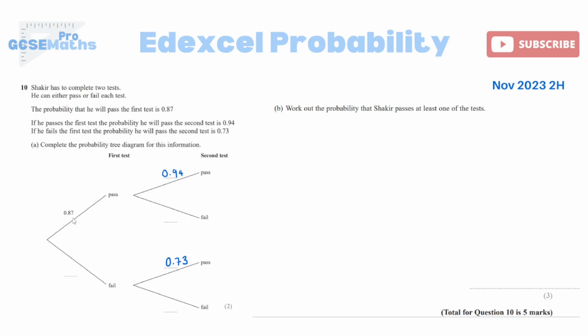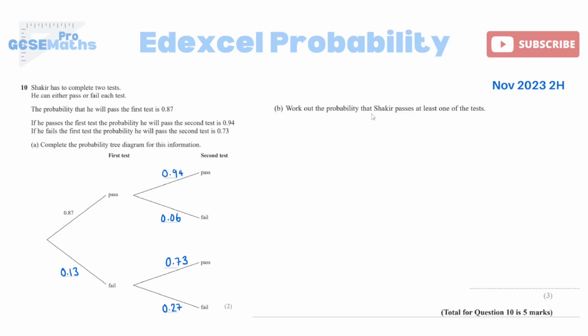So you've got 1 minus 0.87 is obviously 0.13. 1 minus 0.94 is 0.06. 1 minus 0.73 is 0.27. Normally they will only use decimals if it is a calculated question. If it's a non-calculated question, they tend to stick with fractions. So we've completed the tree for 2 marks. Now we have a part B for 3 marks.